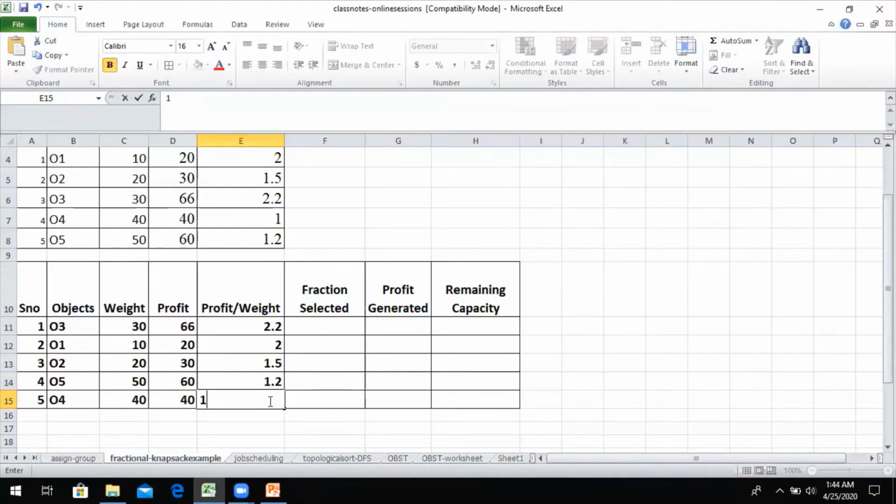First step of the solution is complete. We have determined the P by W ratio and then ordered the objects in the descending order of P by W ratio.